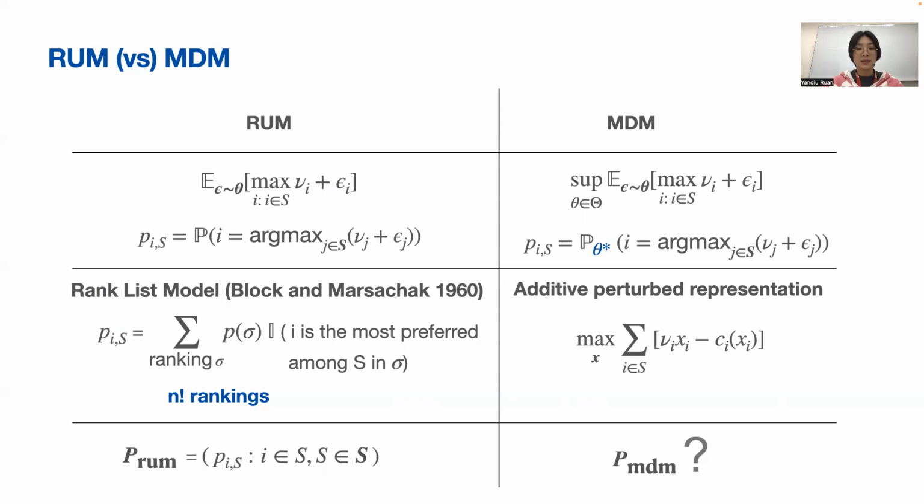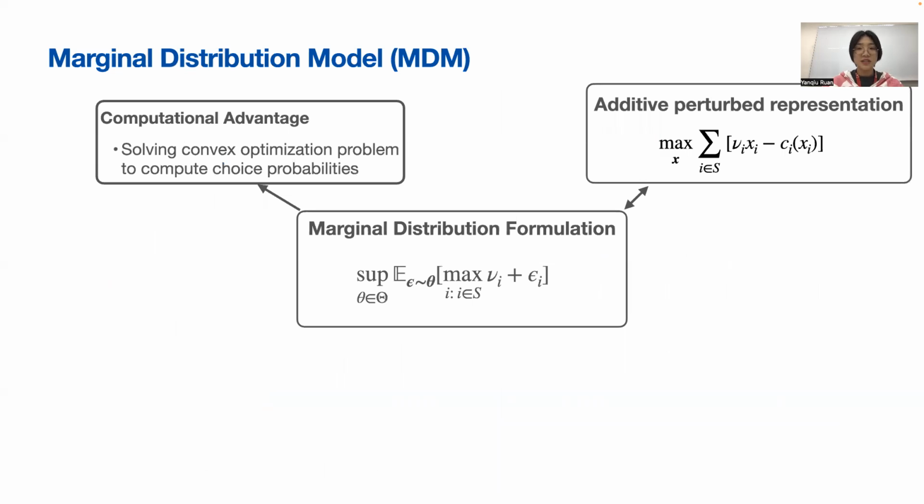MDM has an equivalent additive perturbation representation. Later, we will study the characterization of the set of MDM representable choice probabilities under such a formulation. So we just talked about the formulations of MDM and the efficiency of computing the choice probabilities under this model. There are other advantages of MDM.